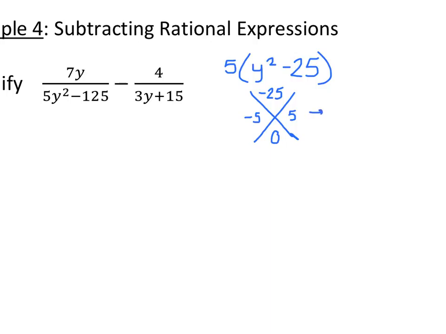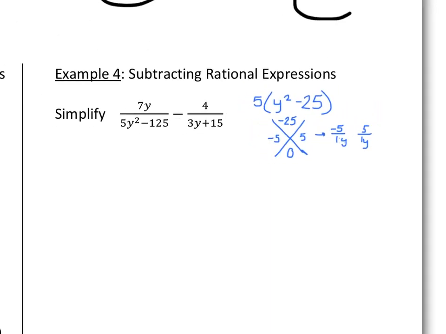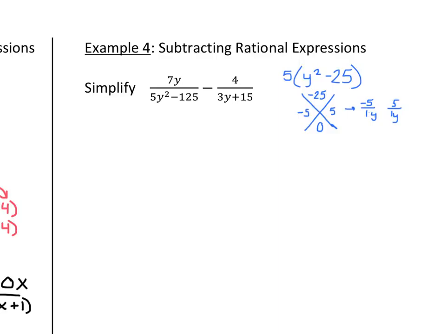Very good, because you'll have negative 5 over 1y, and then 5 over 1y. Okay, so that gives us, back over here, 5 times y minus 5 times y plus 5.